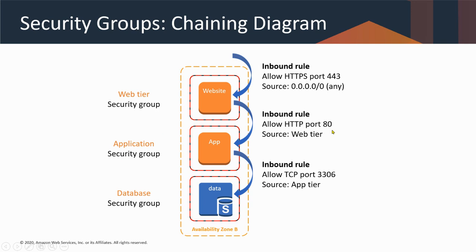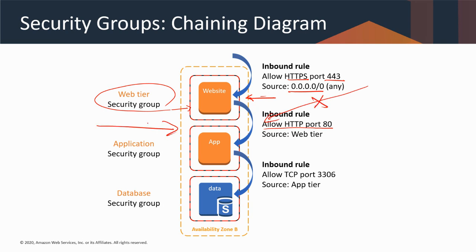All right, and that's what we call a chaining diagram or multi-layered defense, where you can create an inbound rule to the website that allows HTTPS or HTTP over port 443 from anywhere. But then for the application servers, you're going to allow HTTP traffic over port 80, but only from the web tier security group. So this is the web tier security group that is protecting the web servers. So no other traffic from any other location is allowed. This is all going to be denied. Only that kind of traffic is going to be allowed. And the same thing for the database. You're only going to allow traffic coming from the application tier, but nothing else.